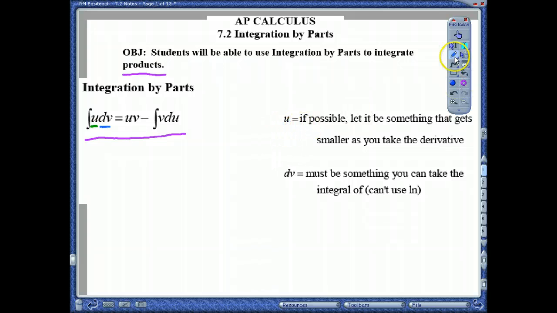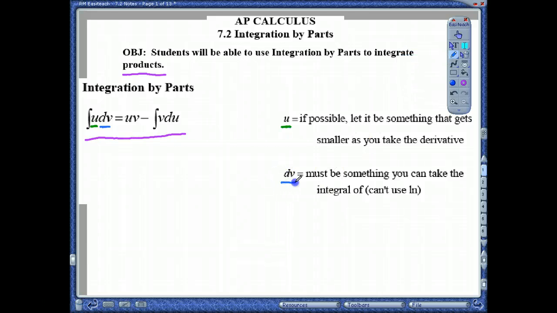So the U, you're going to look at that, and hopefully, if possible, it just makes it easier if you can let U be something that gets smaller. So if you've got an x squared or an x or something like that, that makes a perfect U.